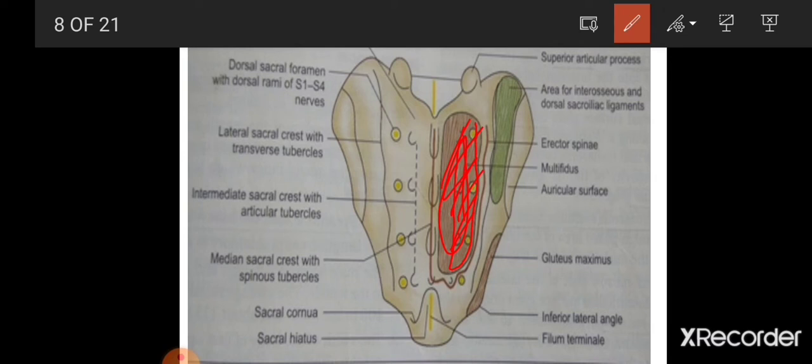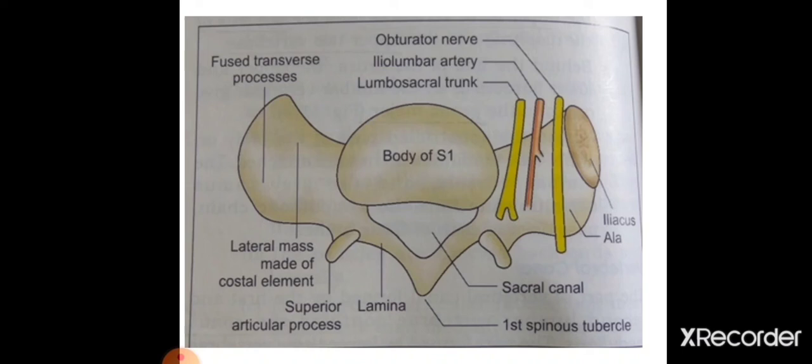Then the lower part of the lateral surface of your sacrum is occupied by the origin of gluteus maximus muscle. Then the dorsal sacral foramina give passage to the dorsal rami of S1, S2, S3, S4 nerves. S5 nerve passes through the sacral hiatus. So these are the attachments on the posterior surface.